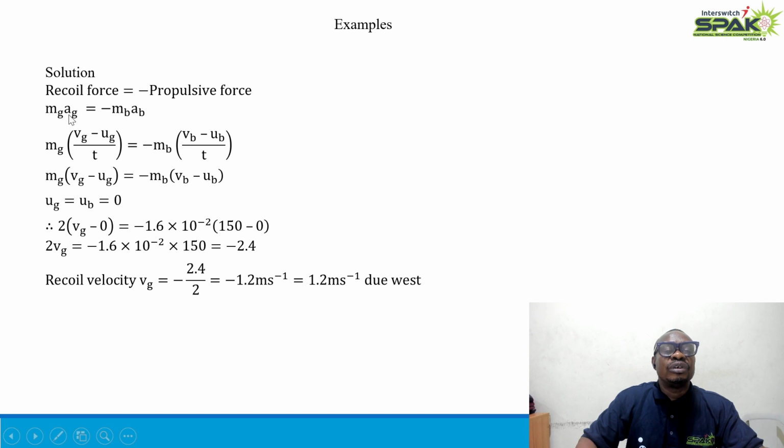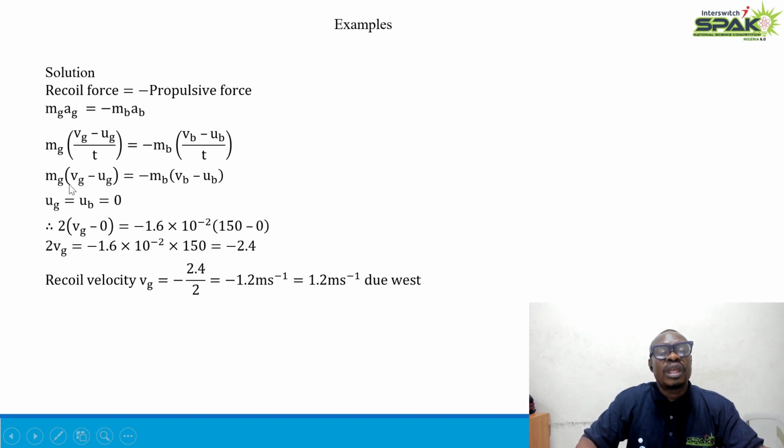But then what is acceleration? This is mass. What then is acceleration? Change in velocity of the gun with time. Same also for the bullet, the change in the velocity of the bullet with time. But this occurs at the same time interval, so the time cancels itself. So we now have m into v minus u for the gun, then m into v minus u for the bullet. Since both of them were initially at rest, substitute the initial velocity with 0.